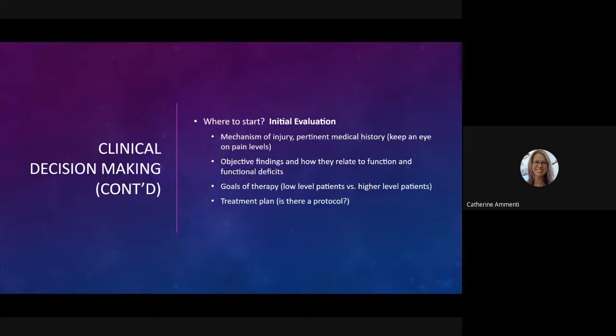Where do you start? How do you know what to do with your patient? You're always going to start back at the initial evaluation. So look at their mechanism of injury, look at the pertinent medical history, and keep an eye on what their pain levels are. You're going to look at the objective findings and see how they relate to the function and the functional deficits. Look at the goals of physical therapy. Are they a low-level patient or are they a higher-level patient?